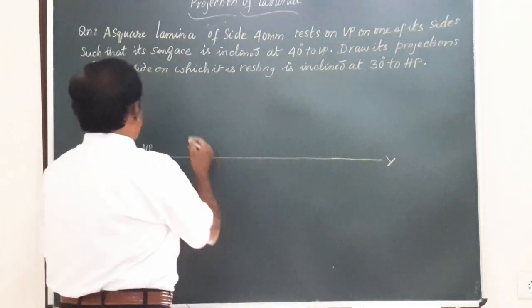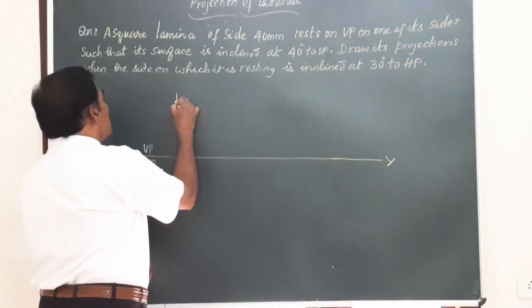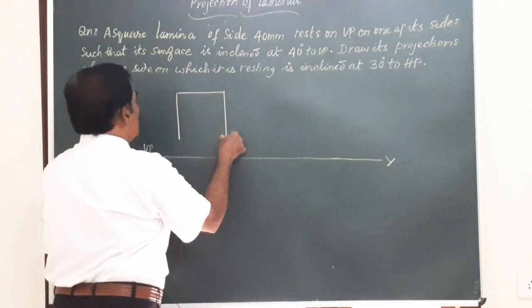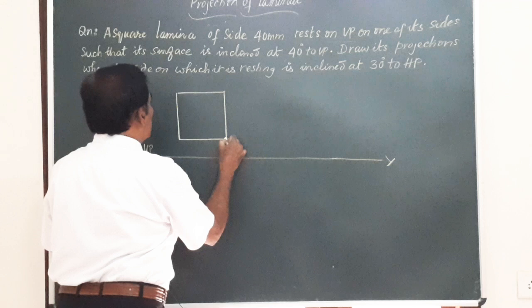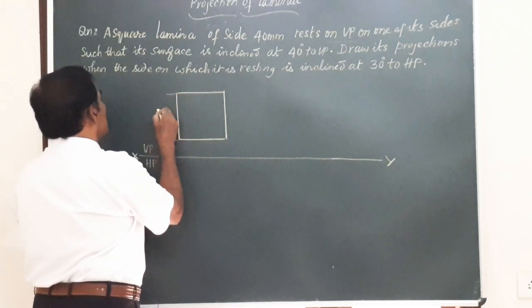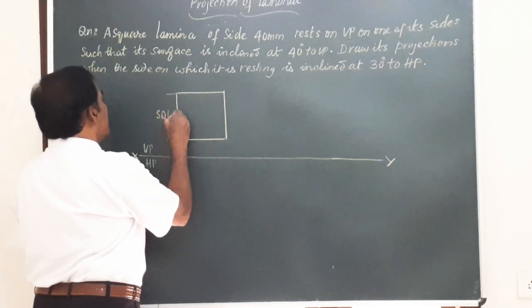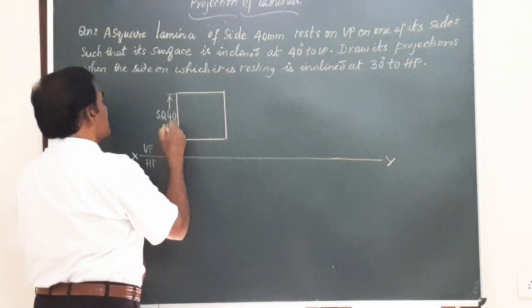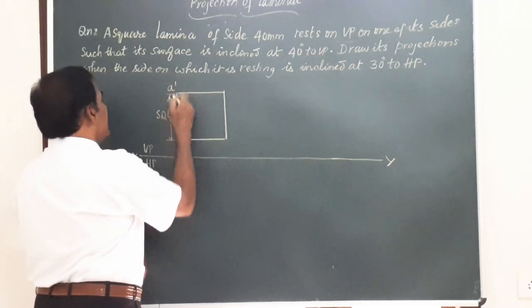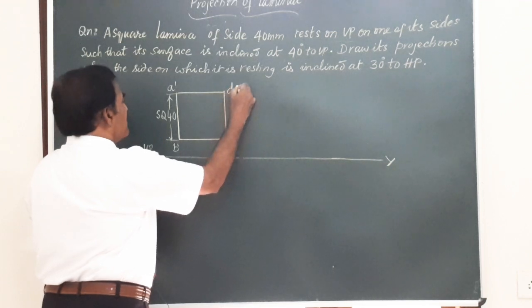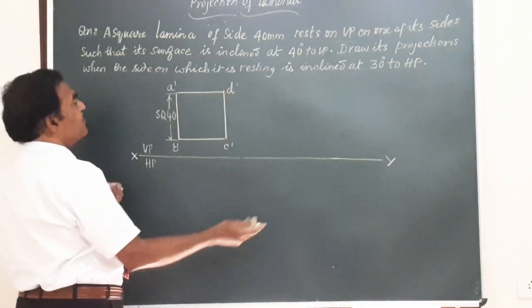So I am going to draw this square here, square ABCD having a length of 40 mm. So I will say here SQ40. SQ40 indicates that it is a square having 40 millimeter side. I will call this as A dash, B dash, C dash, D dash. This distance could be anything convenient to you.